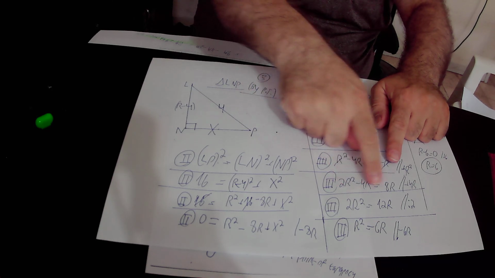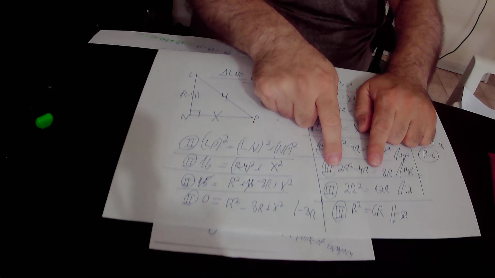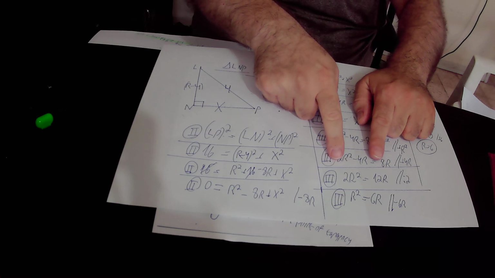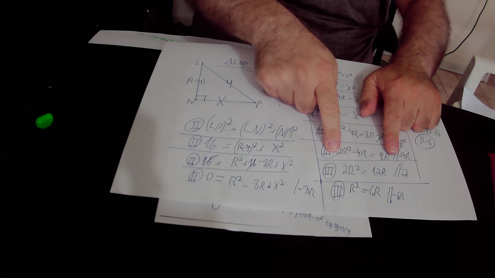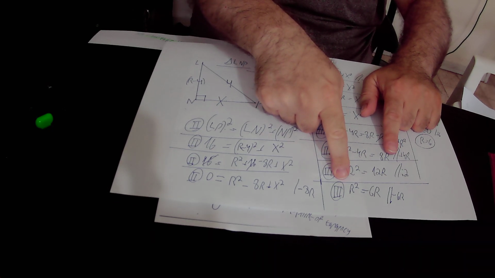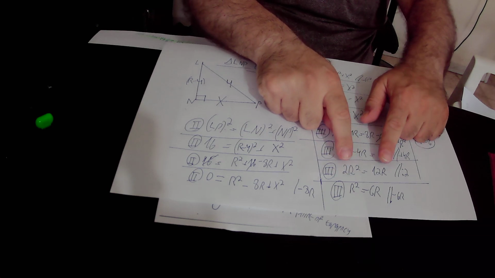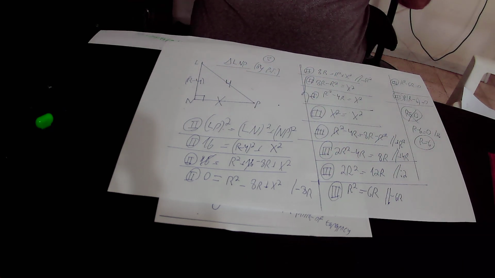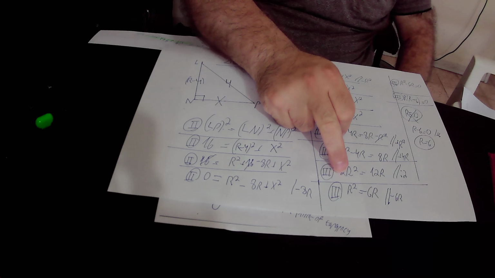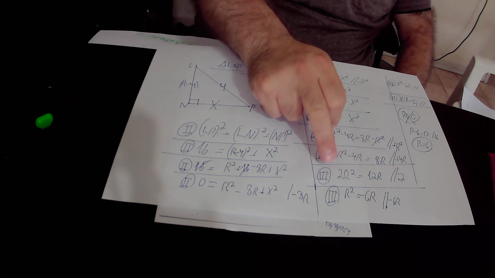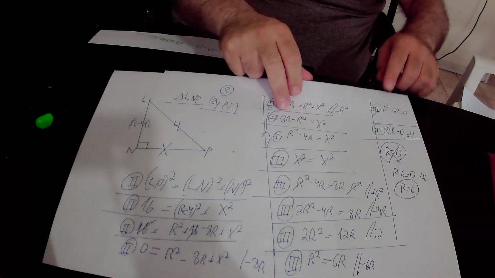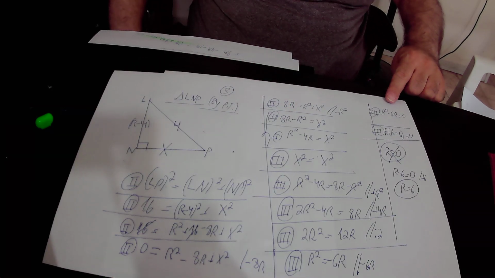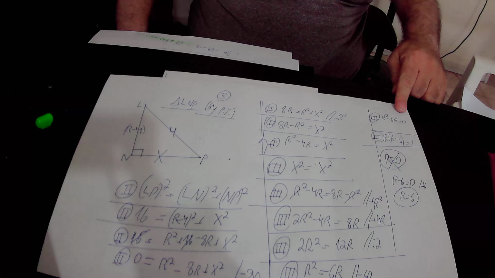plus 4r is 12r. So in conclusion, according to equation number 3, we found that 2r squared equals 12r. Here we divided equation number 3 by 2, and found that 2r squared over 2 is r squared, and 12r over 2 is 6r. So according to equation number 3, r squared equals 6r. Here we subtracted 6r from equation number 3, and we found that r squared minus 6r equals 0.